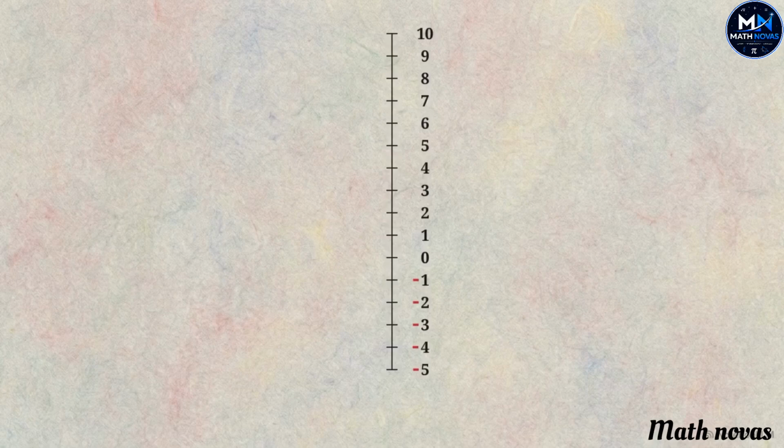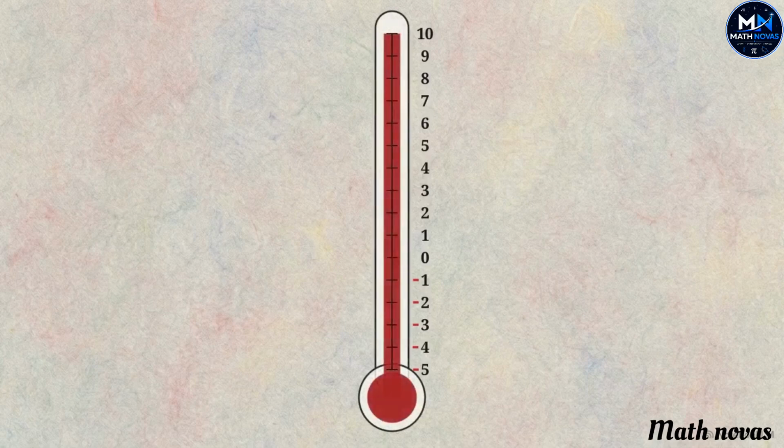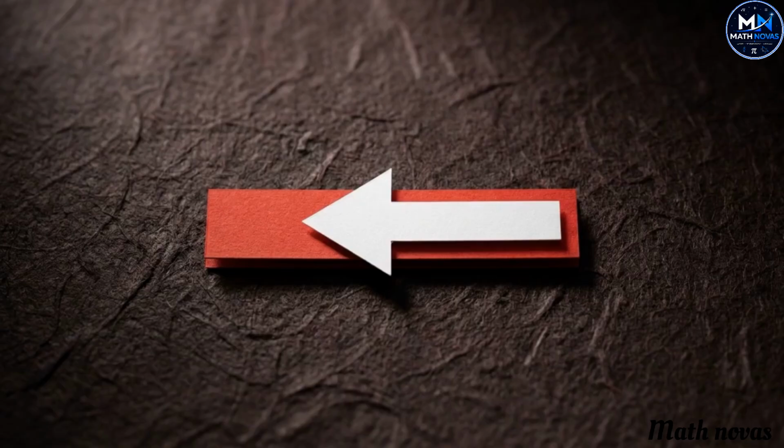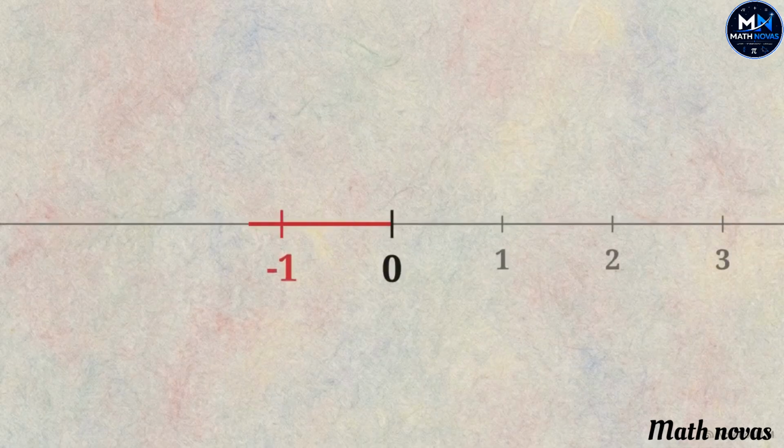We can see this in action by rotating our number line into a vertical scale. This is how a thermometer measures the intensity of cold. If the temperature starts at 10 degrees and drops past the freezing point of 0, it can settle at -2. This value tells us exactly how far the temperature has fallen below our baseline. The negative sign serves as a directional indicator. It allows us to measure movement and intensity in the opposite direction of standard growth.